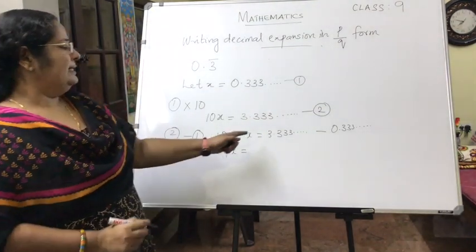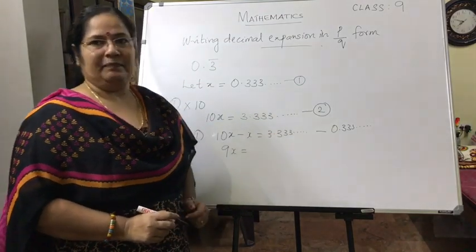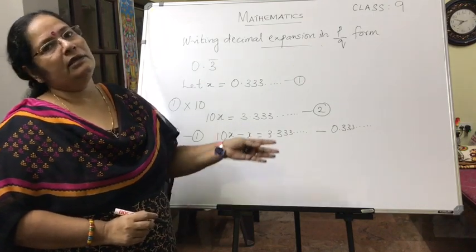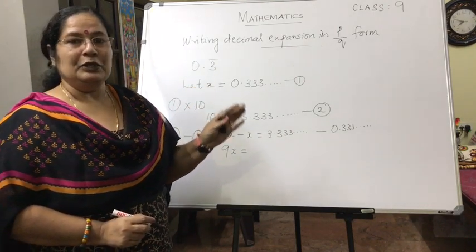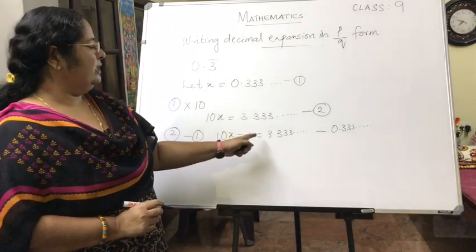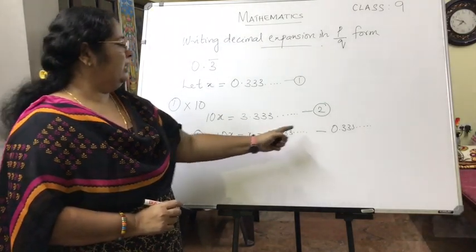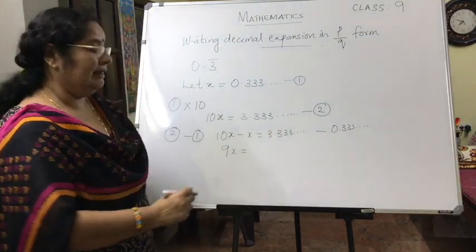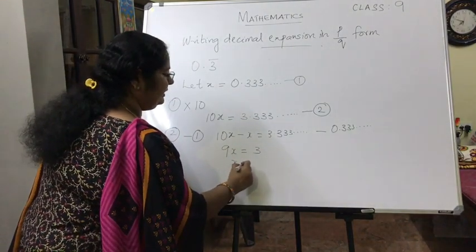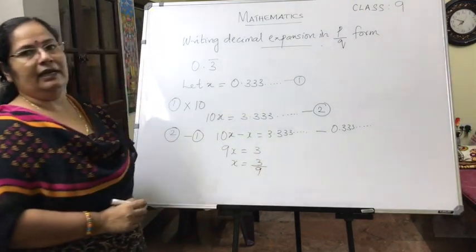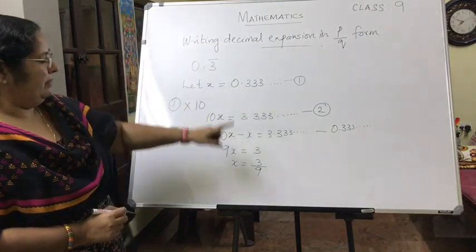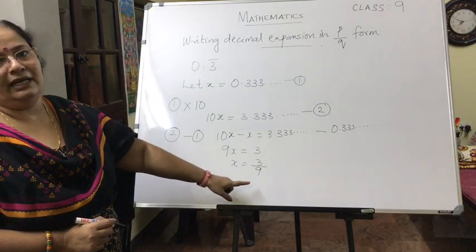9x will be equal to, see here, the decimal part is the same. So when you subtract, what happens to the decimal part? 0.333333 minus 0.333333, what do you get there? 0. So the complete decimal part vanishes. Now what is left here? The whole number part, 3 minus 0, which is 3. So 9x is equal to 3. So what will be the value of x? 3 by 9. So we have written 0.3 bar in the p by q form as 3 by 9.